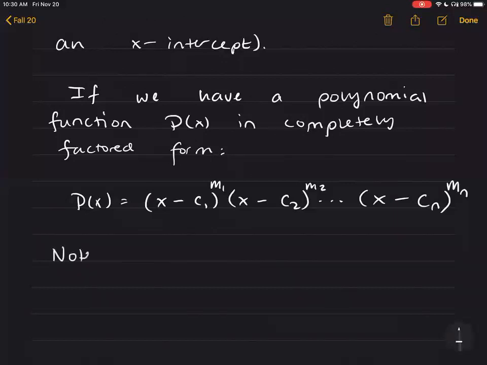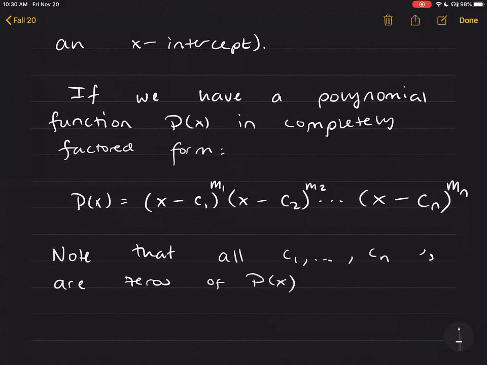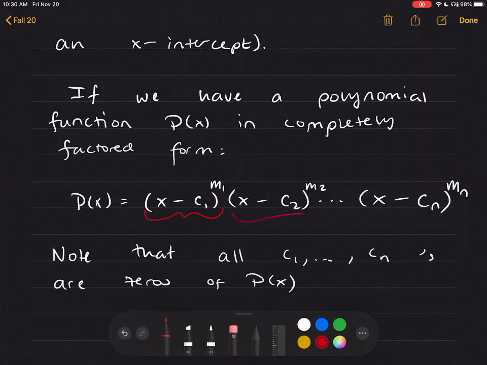Note that all the c1 through cn's are zeros of p of x. Because if you plug c1 into this first term, it's going to be c1 minus c1, which is 0. And then it's going to be 0 times whatever the rest is, but it's going to equal 0. So c1 is a root, c2 is a root, all the way down to cn. All those are roots of p of x.